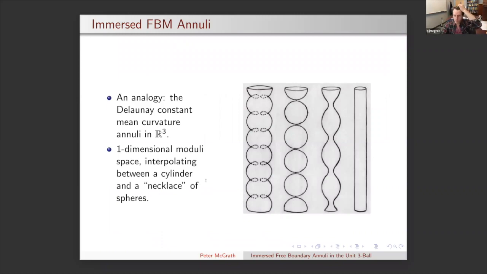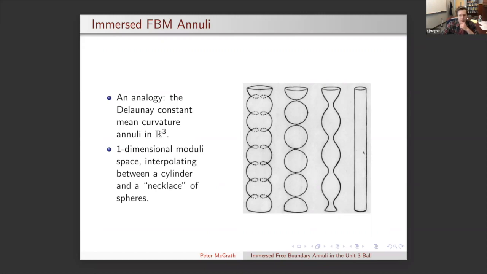And I want to begin with a very useful analogy to the Delaunay surfaces. If you're not familiar with them, they are constant mean curvature annuli in R3. So they were discovered by Delaunay at least going back to the 1860s. It's possible other people had discovered them earlier. So there is a one parameter family of rotationally symmetric periodic annuli in R3.